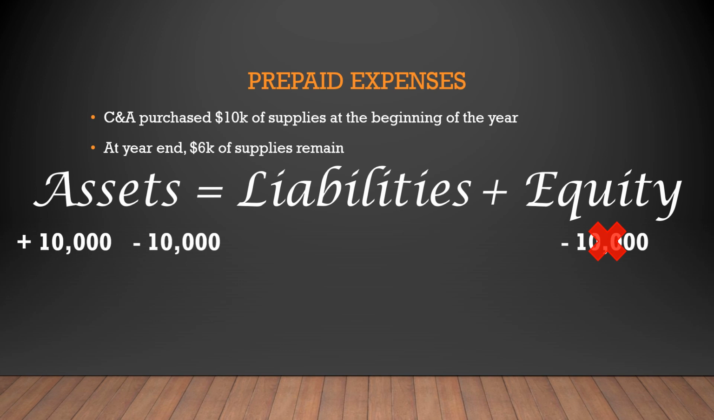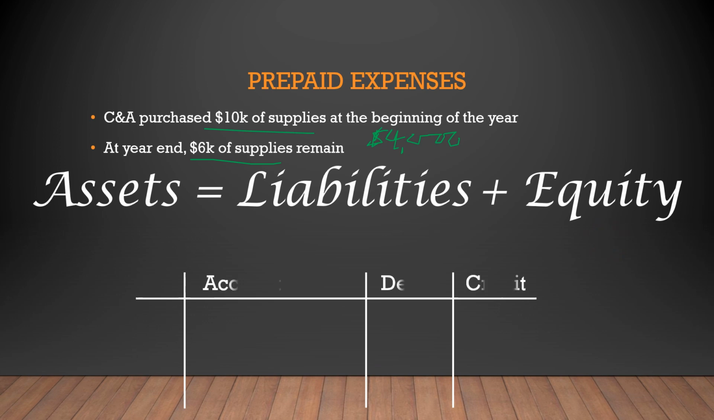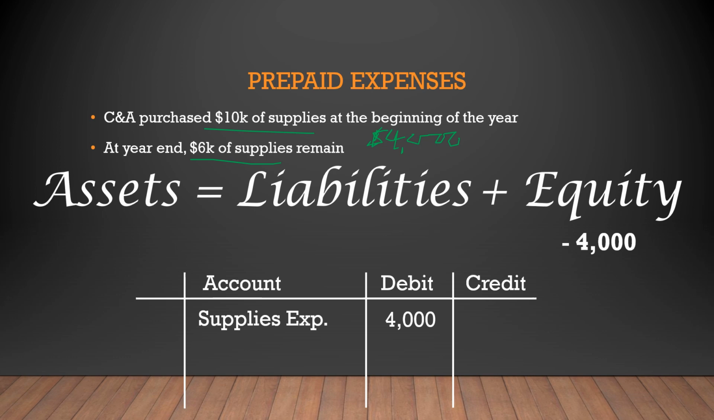At the end of the month, we look in our supply closet and see that we have $6,000 of supplies remaining. We purchased $10,000 of supplies, and we have $6,000 of those supplies left. So how much did we use? $4,000. That's our expense. Our adjusting entry will be to record a debit to supplies expense, which decreases equity, and a credit to supplies, which decreases assets.